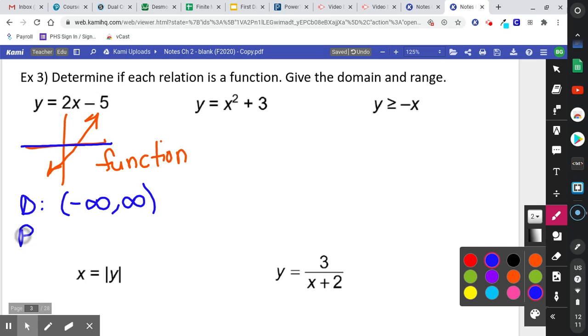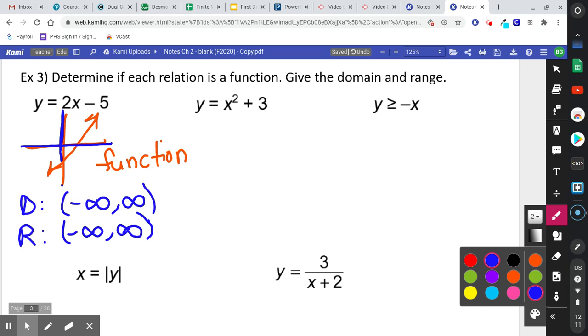Well, likewise, the range, if you squash that thing onto the y, it's going to cover everything vertically. It's going to cover all of the y numbers. So the range is also negative infinity to positive infinity. That will not always happen. It will not always be all real numbers.